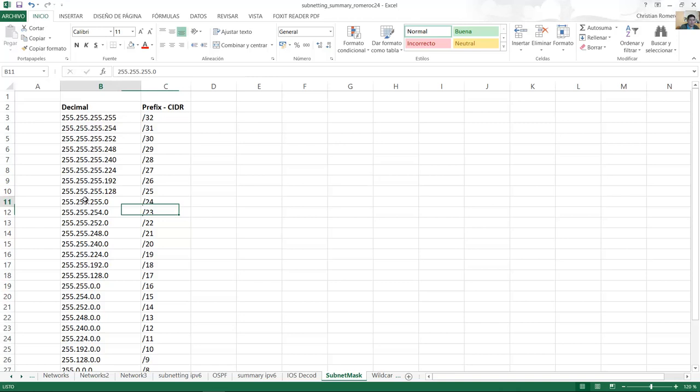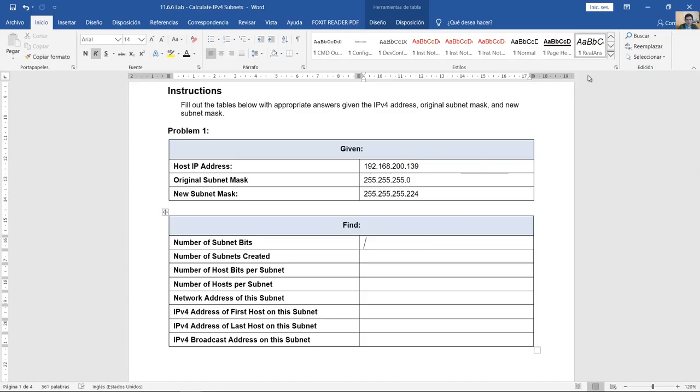Okay, 24 represents the number of ones when you convert this decimal subnet mask to binary. And 27 represents the number of ones when you convert this decimal subnet mask to binary. 27 minus 24, so the answer is 3. And these are the prefixes, the new subnet mask prefix and the original subnet mask prefix.